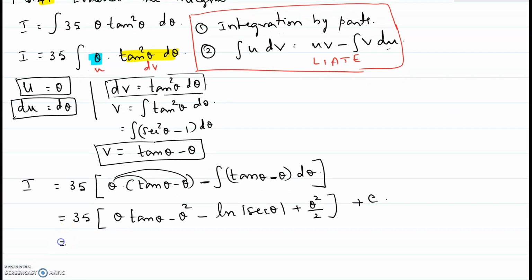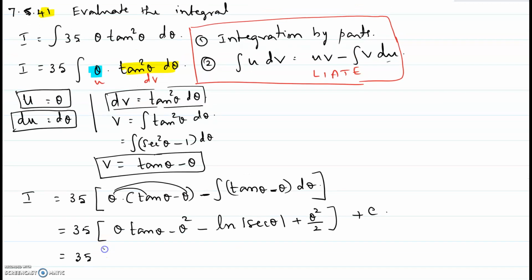So we get 35 times theta tan theta minus theta squared. We can combine the theta squared. So it is minus ln of absolute secant theta. Then we have a theta squared with a negative sign, and then half of theta squared is added. So we get negative theta squared over 2 plus c.